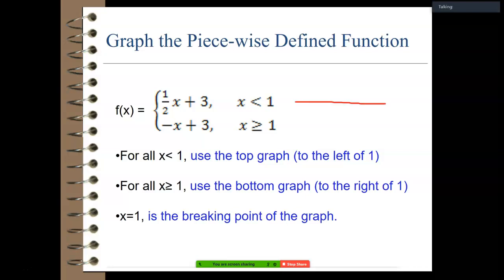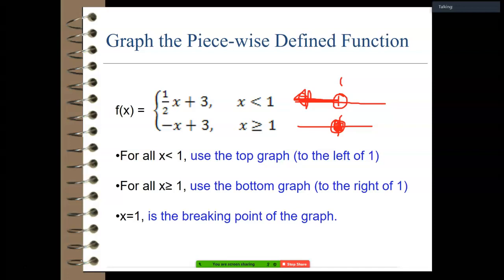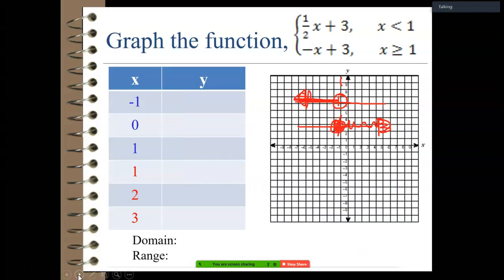So just like before when you graphed an inequality, this would be an open circle at 1, shading to the left. This would be a closed circle at 1, shading to the right. But now, instead of just talking about the domain, we're going to put these onto a piece of graph paper and graph an equation using this same concept. So we have 1/2 x plus 3 for x less than 1 and negative x plus 3 for x greater than or equal to 1.